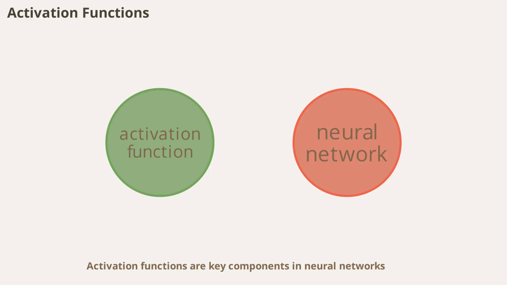Activation functions are key components in neural networks. They determine whether a neuron should be activated or not, introducing nonlinearity into the model. Common activation functions include ReLU, sigmoid, and tanh. These functions help neural networks learn complex patterns and make decisions that go beyond simple linear relationships. Without activation functions, neural networks would be limited in what they can achieve.